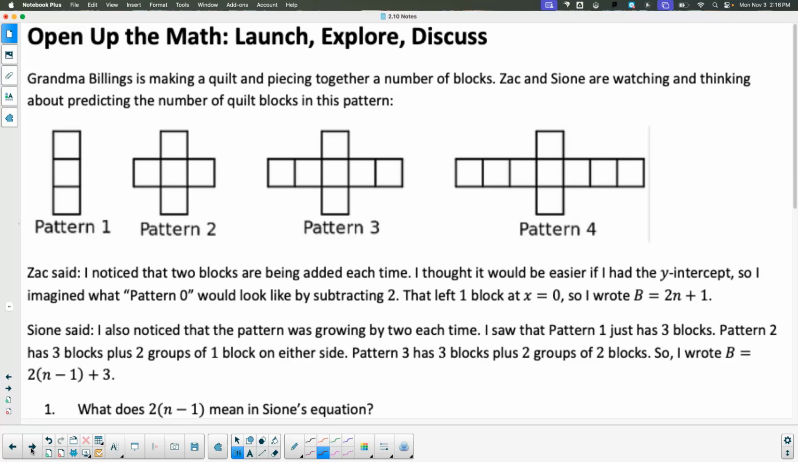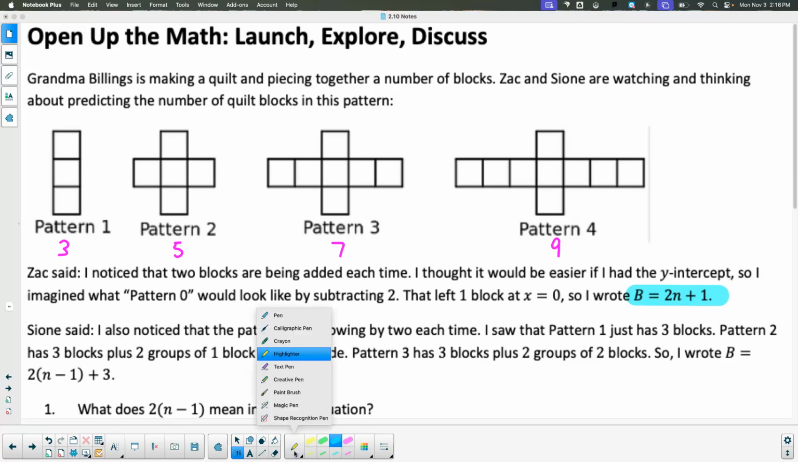So Grandma Billings is quilting, and she's got to make her squares for the quilts. In pattern number 1, she uses 3 squares. Agree? In pattern number 2, she uses 5 squares. In pattern number 3, she uses 7 squares. And in pattern number 4, she uses 9 squares. Do we agree with everything I've just said so far? So Zach saw the pattern developing, and he came up with an equation: B equals 2n plus 1. Does Zach's equation fit the pattern that Grandma Billings is making?